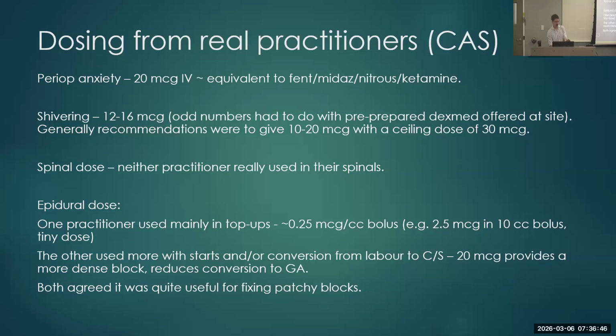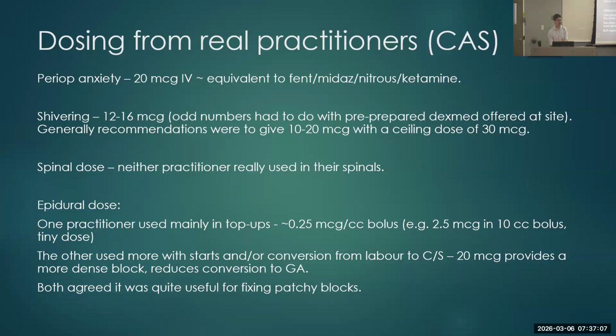And this seemed to be enough to get a good response. They would give this during the C-section when the patient started shivering. You'd throw this in the IV, and it tended to work. Generally, they were recommending 10 to 20 mics, ceiling of 30. If you give one, you can repeat it. And they were finding that by and large, this was working very well for intra-op shivering.